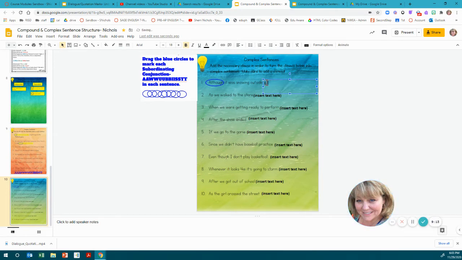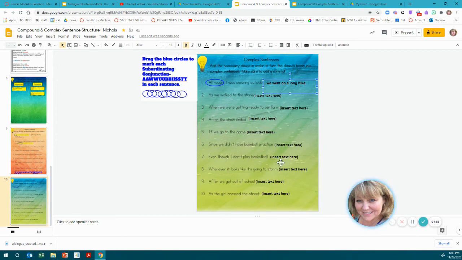So, although it was snowing outside, comma, we went on a long hike. So we went on a long hike is your independent clause. Although it's snowing outside is your dependent clause. Because a Webis started the sentence, you have to have a comma.